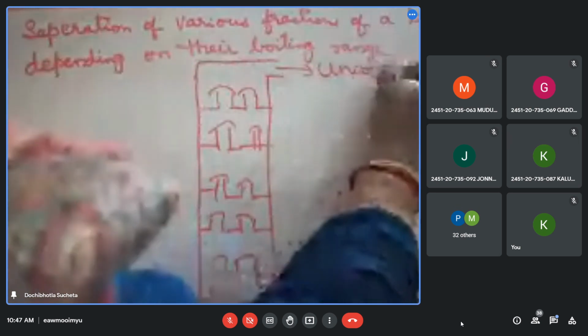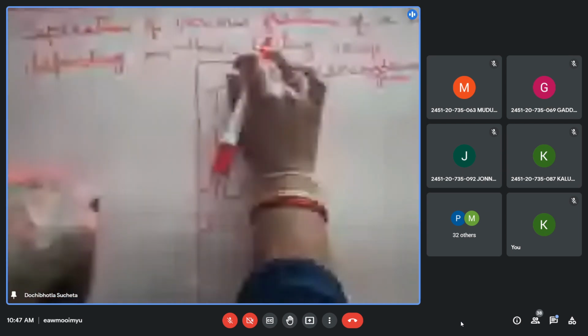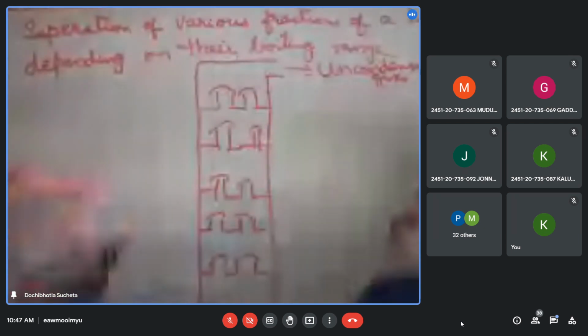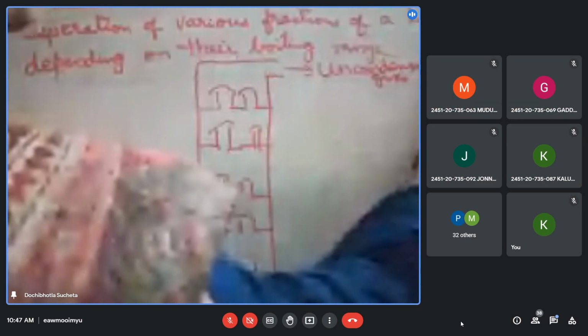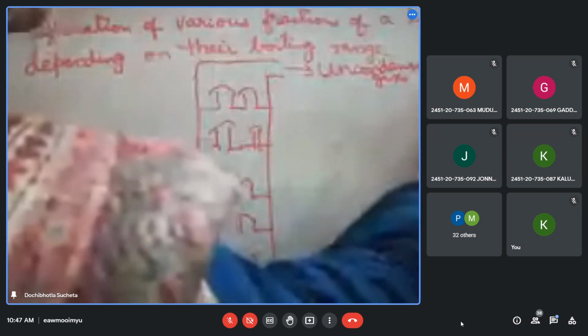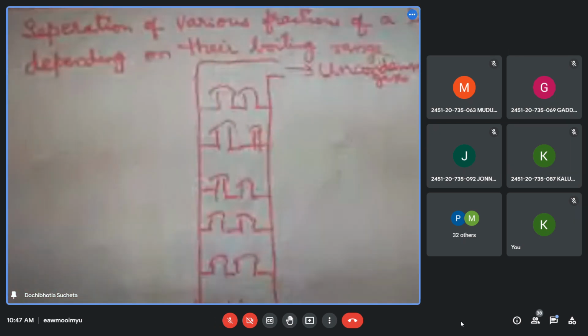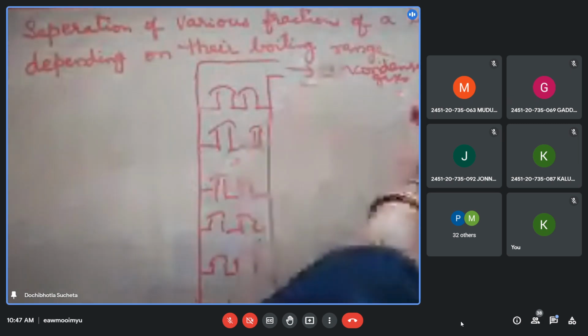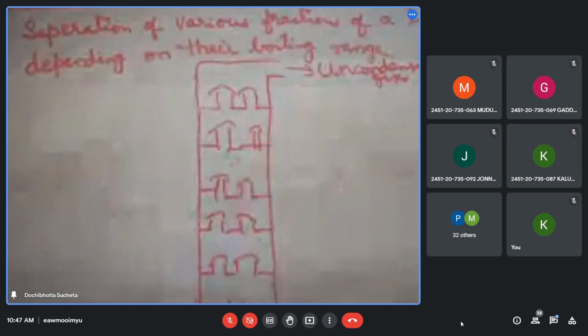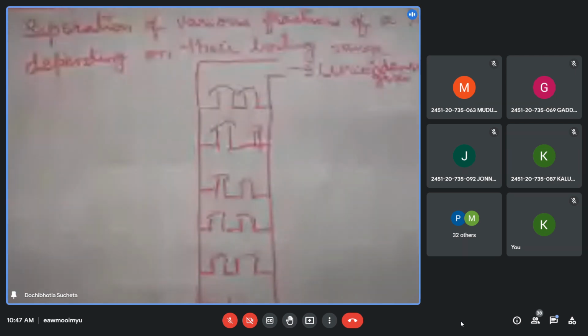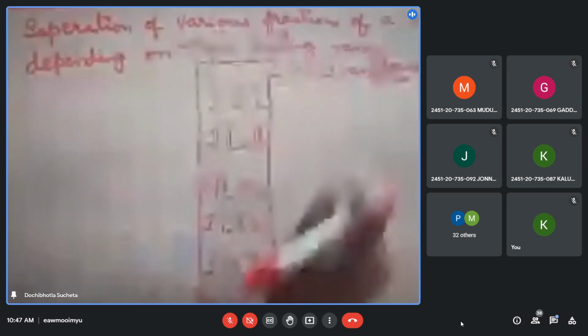Uncondensed gases come out and are always in the gaseous state, so they are the LPG gas, almost nearly up to butane level. The ethane, methane, propane and butane range will just come out uncondensed.